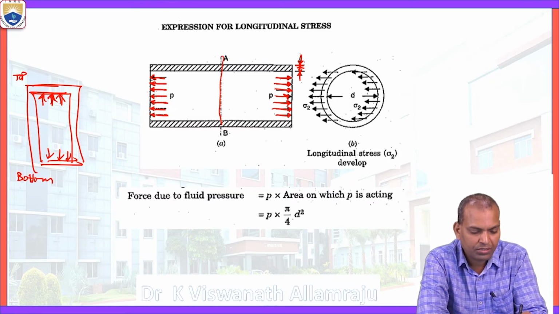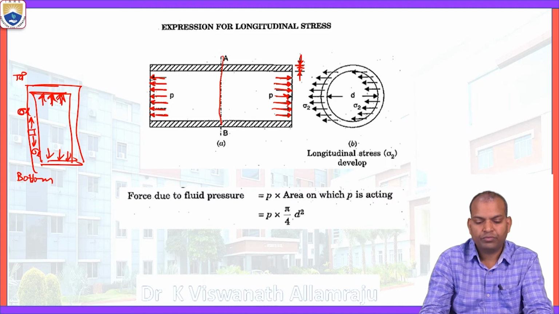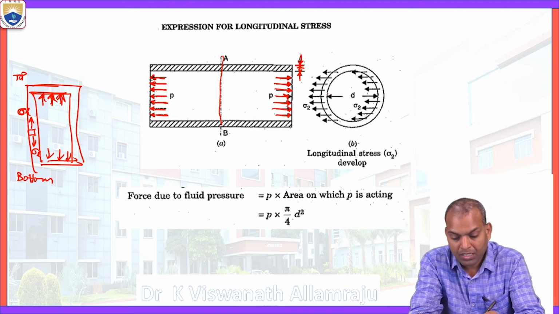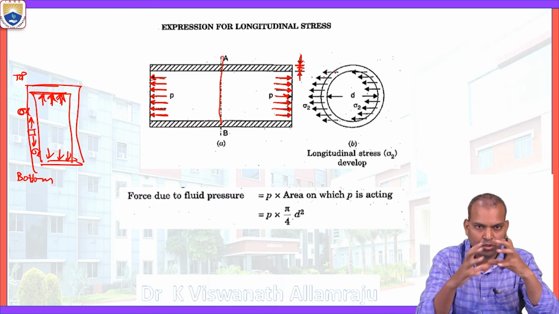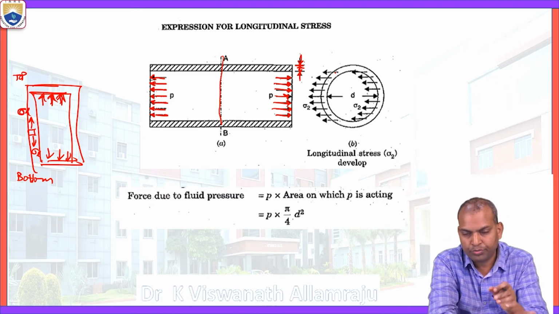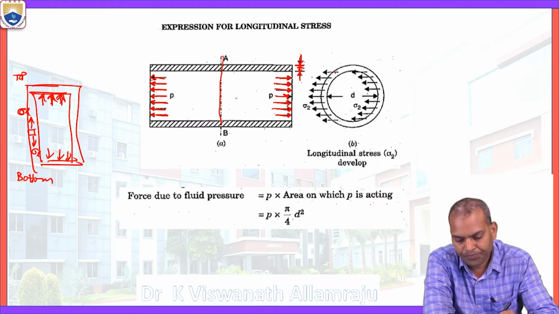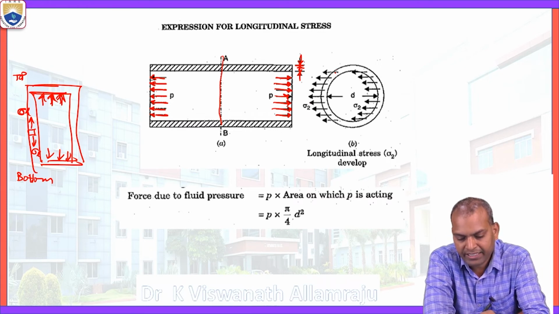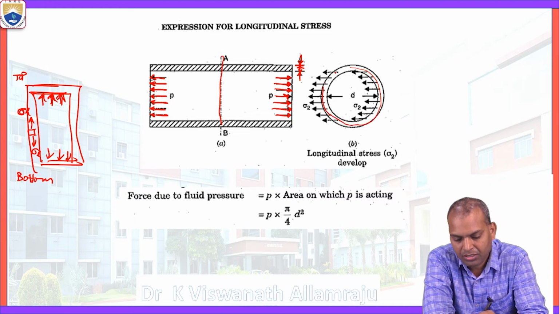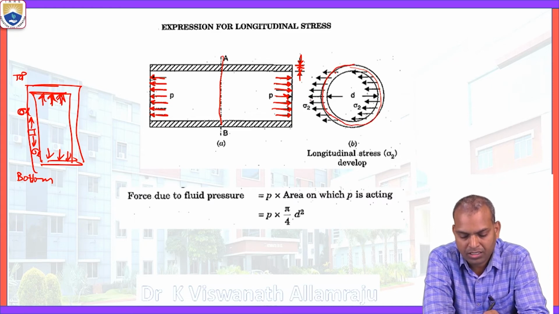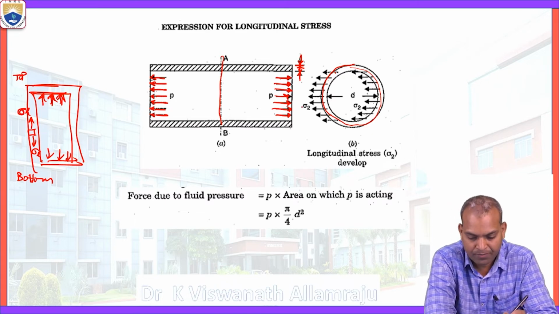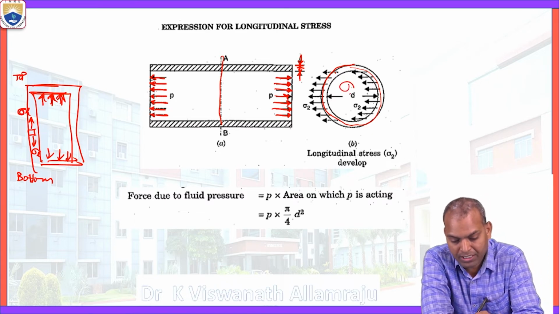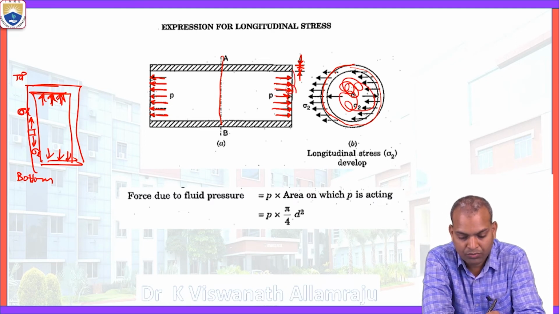Because of this internal fluid pressure, the longitudinal stresses will be developed here, sigma L and sigma L. Now if you cut the view at the section AB plane, the longitudinal stresses will be developed along it, so as not to break the part into two pieces. So here the sigma 2 is acting on the circumference, pi d times t, sigma 2 times pi d times t. Now the fluid pressure is acting in this zone.